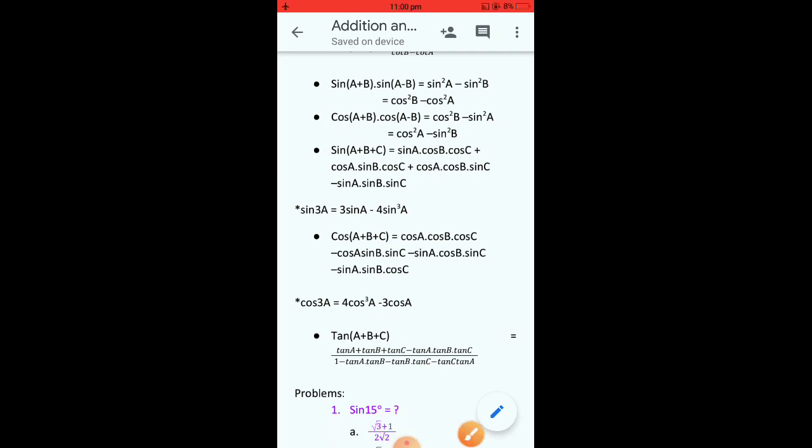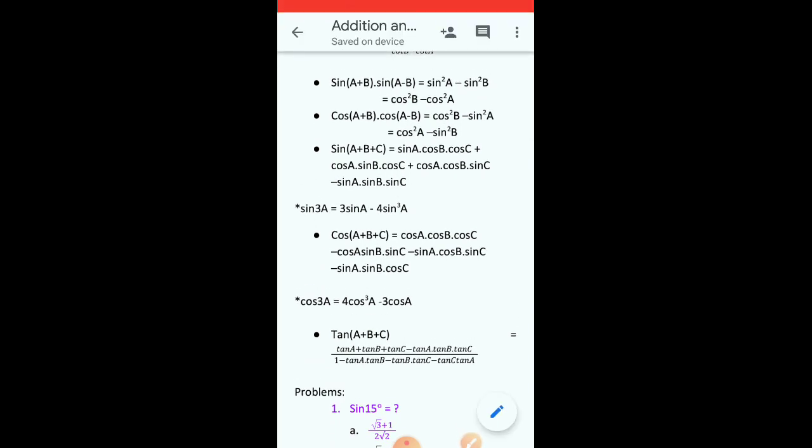Again, tan(A+B+C) is equal to tan A plus tan B plus tan C minus tan A tan B tan C upon 1 minus tan A tan B minus tan B tan C minus tan C tan A. Now we are going to discuss some problems related to these formulas.